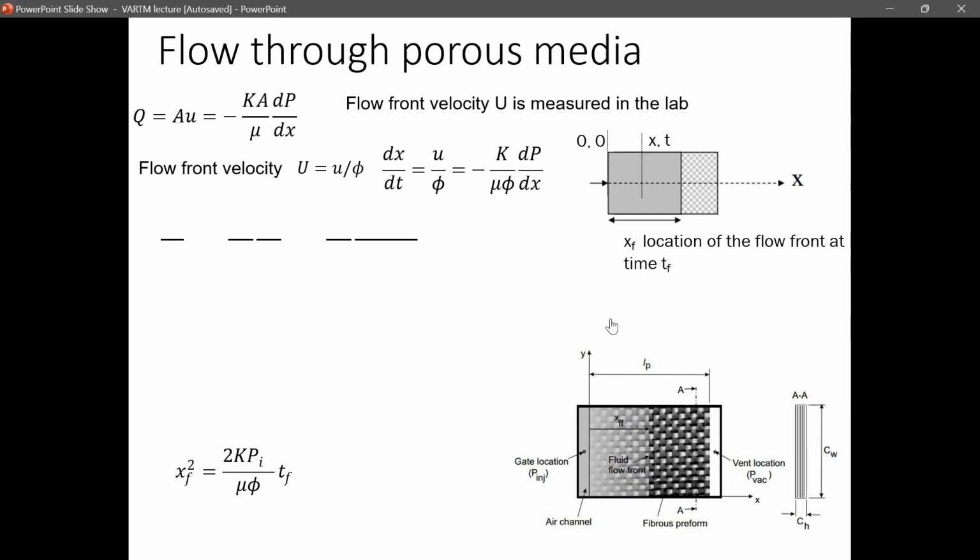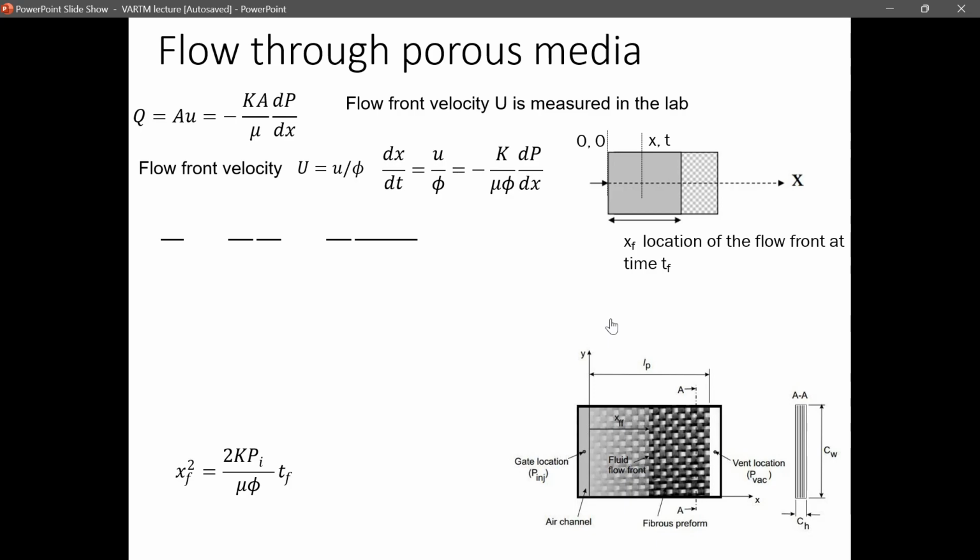Okay, so how does our equation change? The Darcy's law equation. What is the flow rate? How do we calculate the flow rate? It is the cross-sectional area multiplied by the velocity. That's the first line here. It is equal to negative permeability multiplied by the cross-sectional area divided by the viscosity multiplied by the pressure gradient.